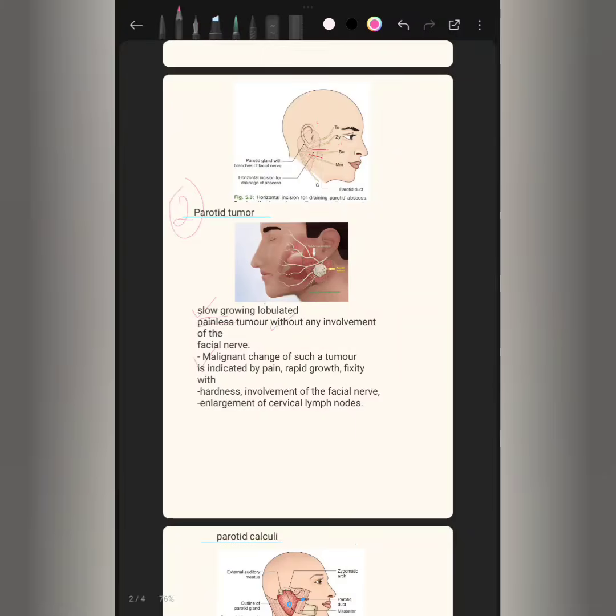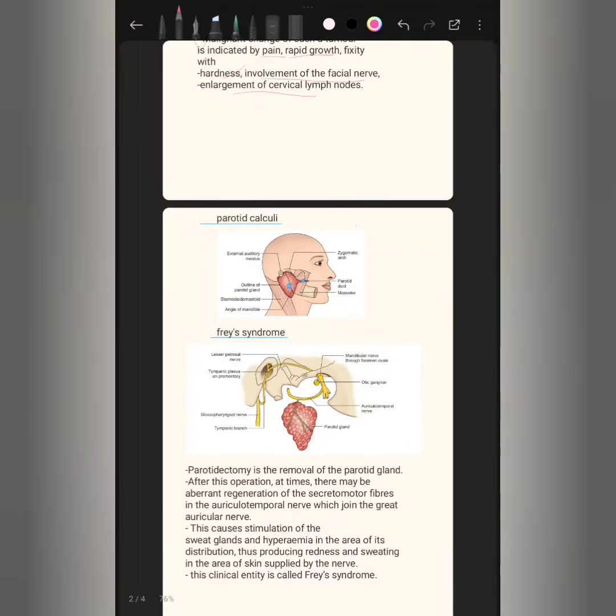So that is benign. Malignant will have rapid growth and it will be hard, with involvement of the facial nerve and enlargement of the cervical lymph nodes. So this is the malignant characteristic.